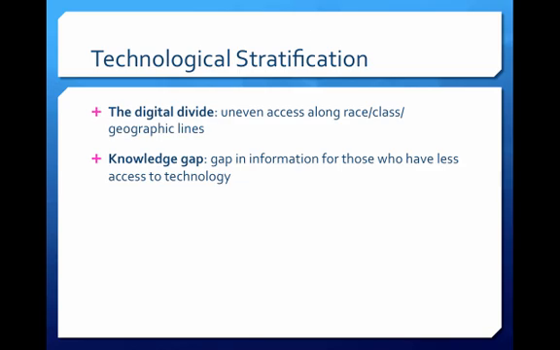Now remember when we talked about stratification and dividing things up by classes? Well, in technology you can also experience some sort of stratification, and this is mostly applied by talking about the digital divide, which is uneven access along race, class, and geographic lines. Just like with economic class, where some people have access to economic capital and others don't, the same thing happens with technology. When you divide people up by class, by race, and by global geographic regions, or even by country, or even within the United States, you can see that not everybody has equal access to technology and to certain kinds of the mass media.